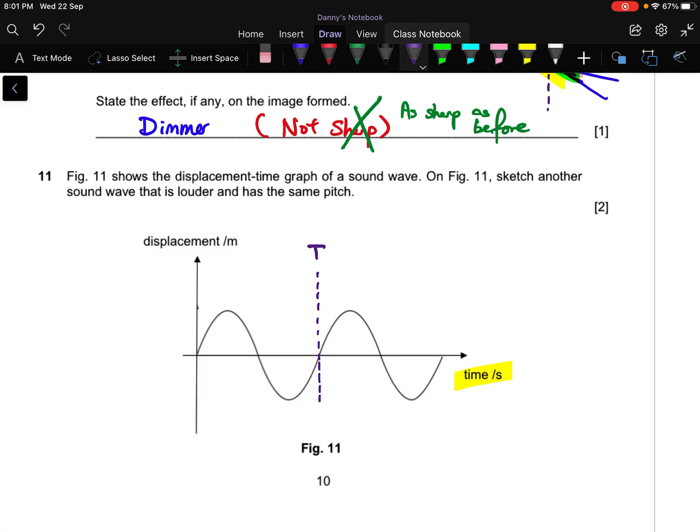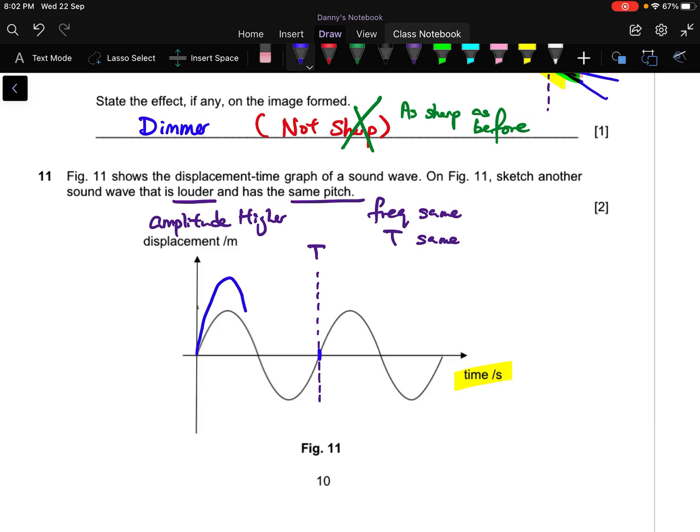Now they are asking me to sketch the sound wave that is louder. When it is louder, it means that the amplitude will be higher. Same pitch means that your frequency will be the same, and if the frequency is the same, the period will be the same. So when you sketch your graph, make sure the amplitude becomes bigger. You should cut this point at the same place, then it will go like that. Then after that you just need to duplicate this.